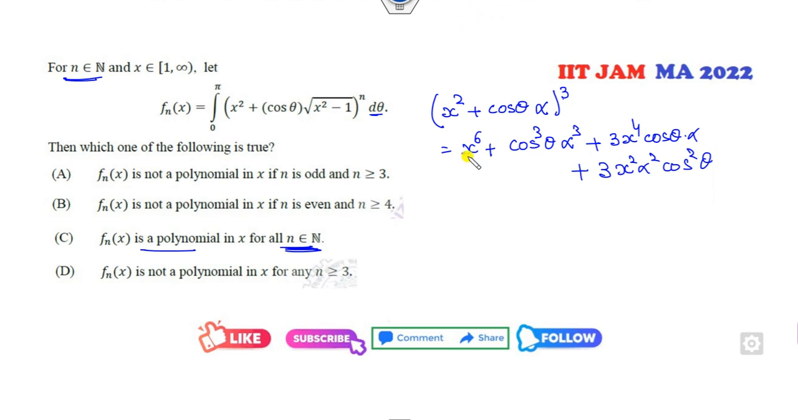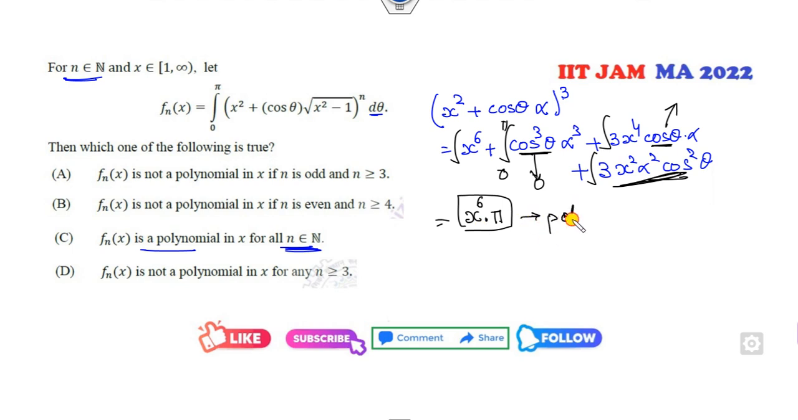Fine. Now you can see if you integrate them from 0 to pi, this number is again 0, and this number is again 0. So you will get x raised to power 6 into pi, which is again a polynomial. So whenever I choose n is 3, it is not a polynomial.